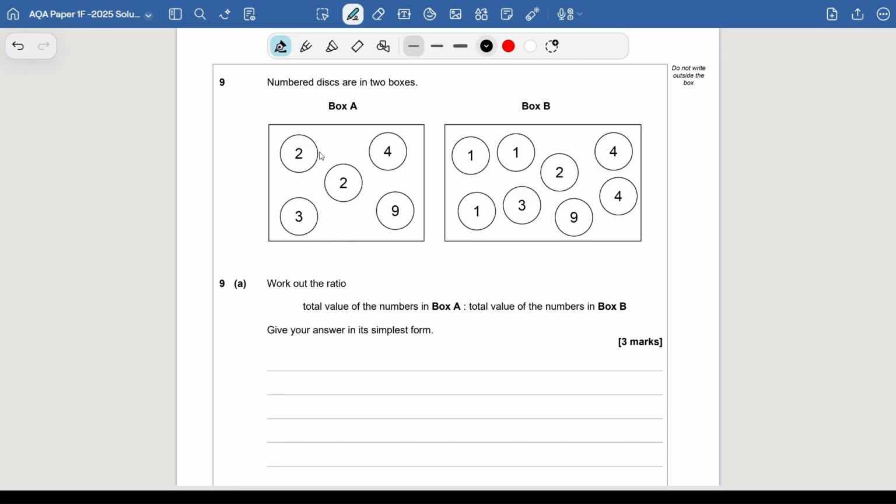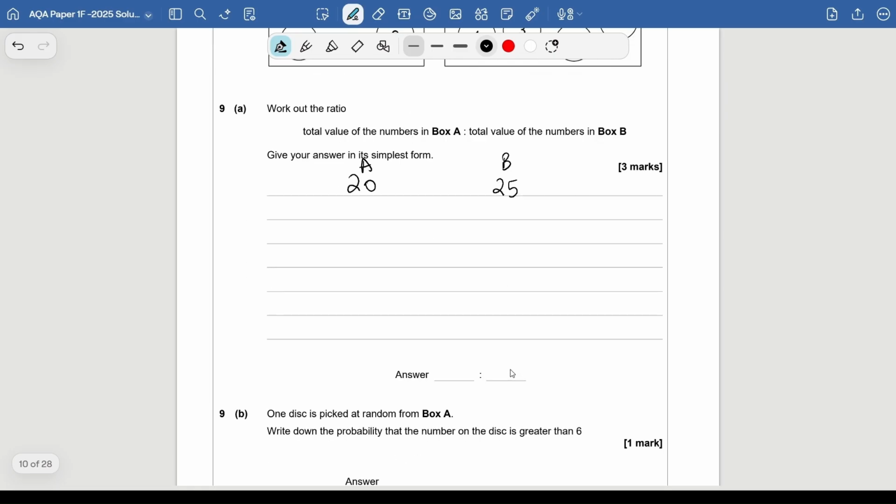So to find the value, you need to add up all the numbers. So we have 2 plus 2 is 4, 4 plus 4 is 8, 8 plus 3 is 11, plus 9 is 20. We have the value of all these discs in box A is 20, and for box B we have 4 plus 4 is 8, plus 2 is 10, plus 9 is 19, 20, 21, 22, 23, 24, 25. We have got 25. So the value for the discs in box B is 25.